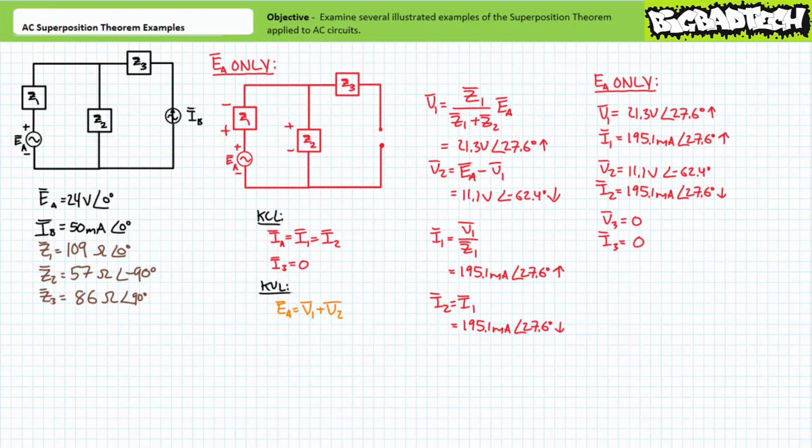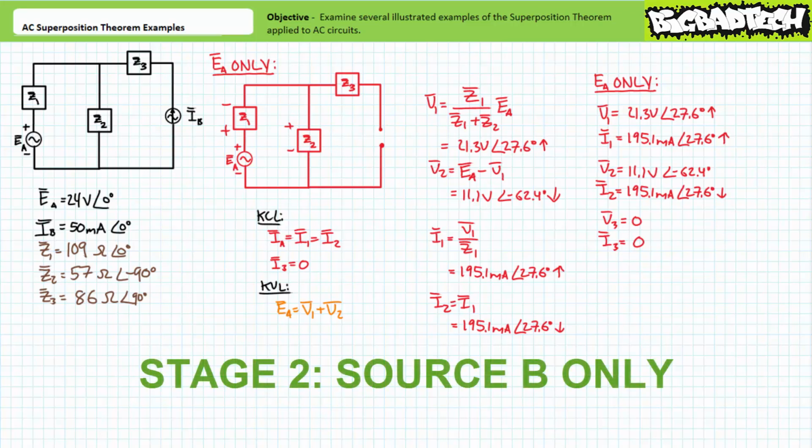Let's do the same thing for sinusoidal AC current source IB. Stage 2 of this second illustrated example problem now dictates we solve for voltage across and current through each impedance element when current source IB is the source of interest and voltage source EA has been removed from consideration. Again, in addition to magnitude and phase shift, clearly indicate direction and polarity.